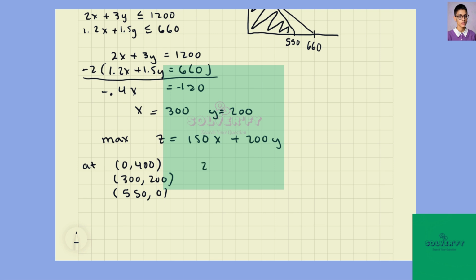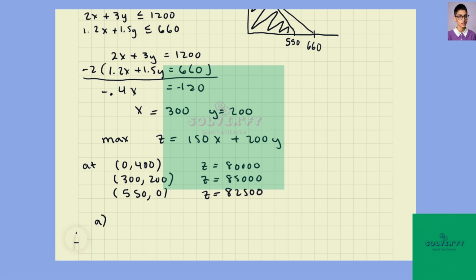And so when we plug that into z, we get 80,000. When we plug it into z here, we get 85,000. And when we plug it into z for these coordinates, we get 82,500.